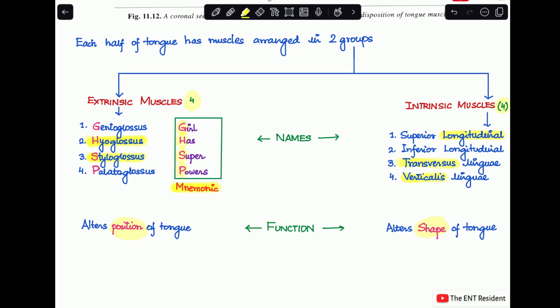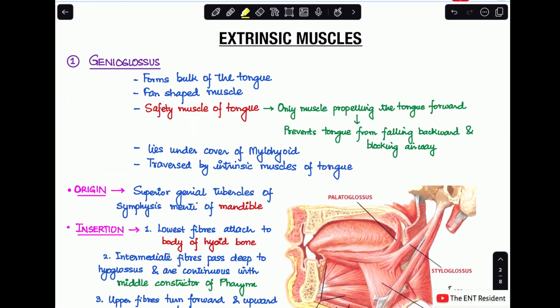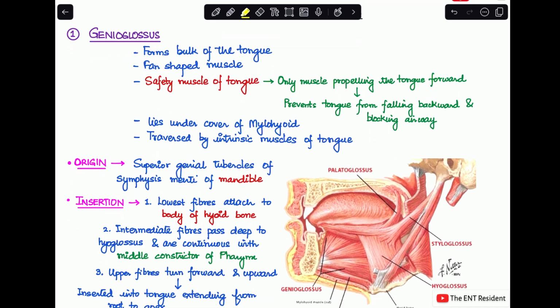So now we'll move on to discussing the muscles in detail. First, we'll talk about the extrinsic muscles. We'll be starting with genioglossus. Now, genioglossus is the number one important muscle of the tongue, and it is also the muscle which forms the majority of the tongue. The whole bulk of the tongue, the majority of it, is formed by this muscle.